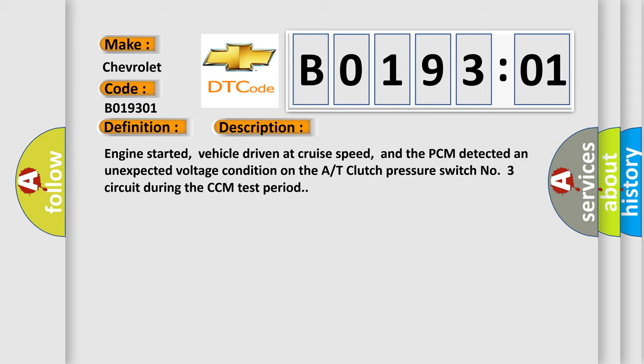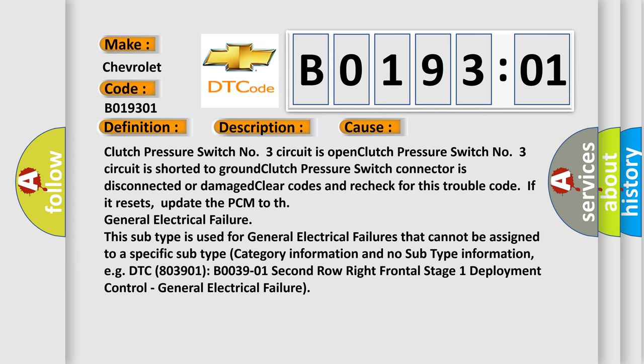This diagnostic error occurs most often in these cases: clutch pressure switch number 3 circuit is open, clutch pressure switch number 3 circuit is shorted to ground, clutch pressure switch connector is disconnected or damaged. Clear codes and recheck for this trouble code. If it resets, update the PCM. General electrical failure. This subtype is used for general electrical failures that cannot be assigned to a specific subtype category and no subtype information, e.g. DTC B0039-01 second row right frontal stage 1 deployment control, general electrical failure.